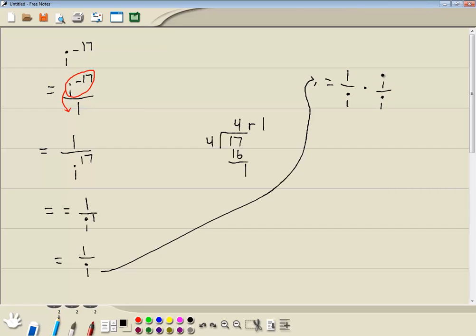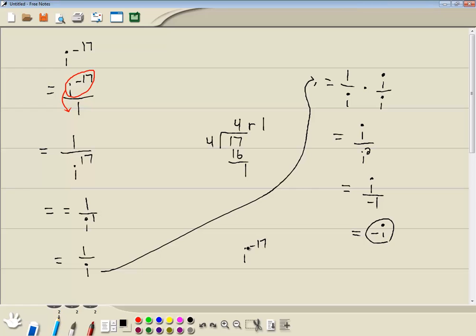Remember, if you have just an imaginary part down below, what you do is you multiply top and bottom by i. 1 times i is i. And down below, i times i gives you i squared. Now, i squared is equal to negative 1. So then i divided by negative 1 gives us a negative i. And that's our answer.